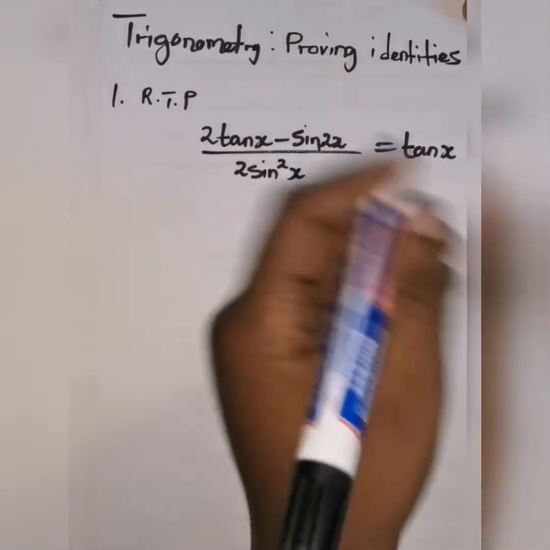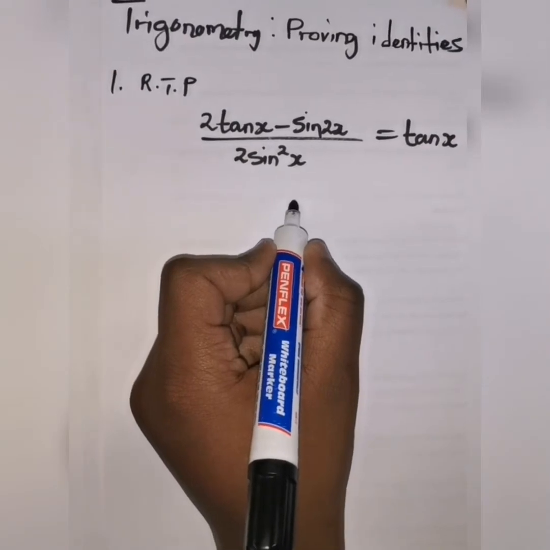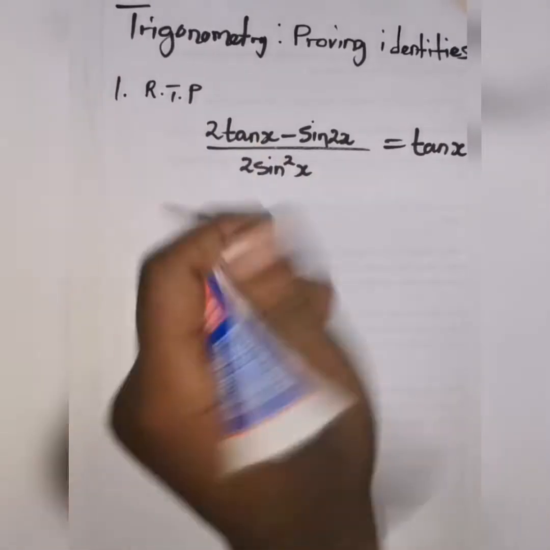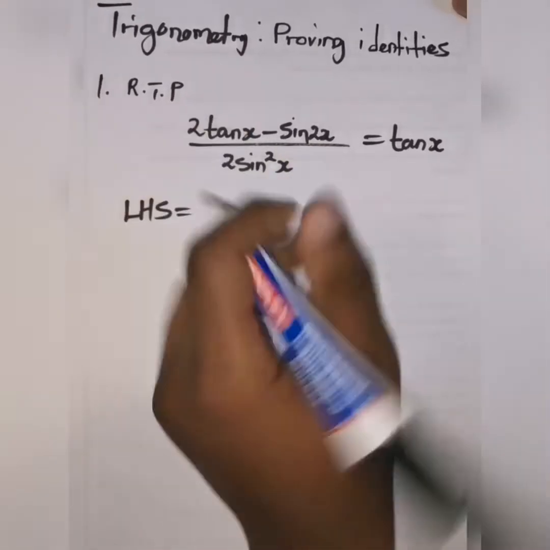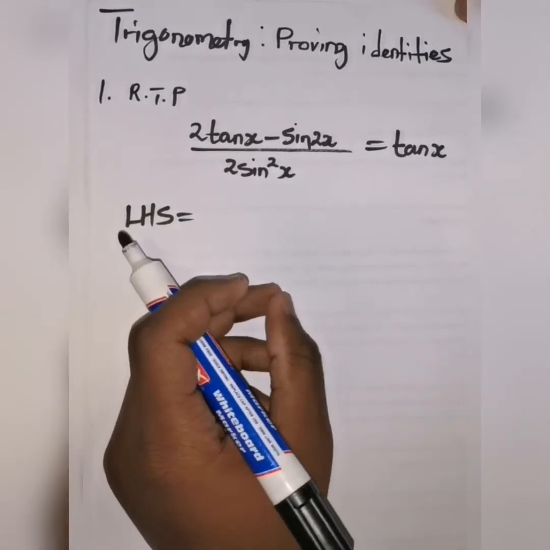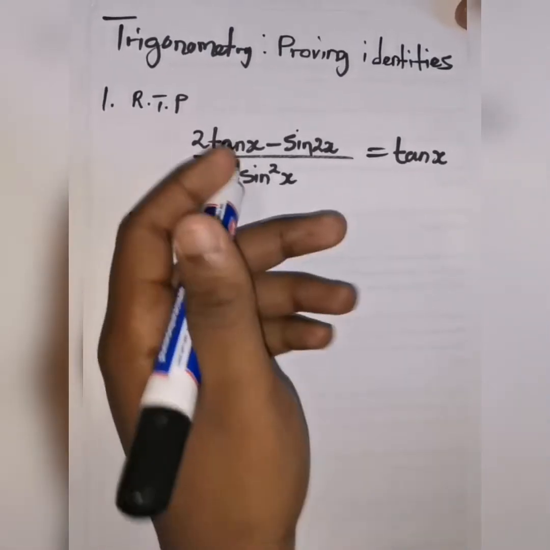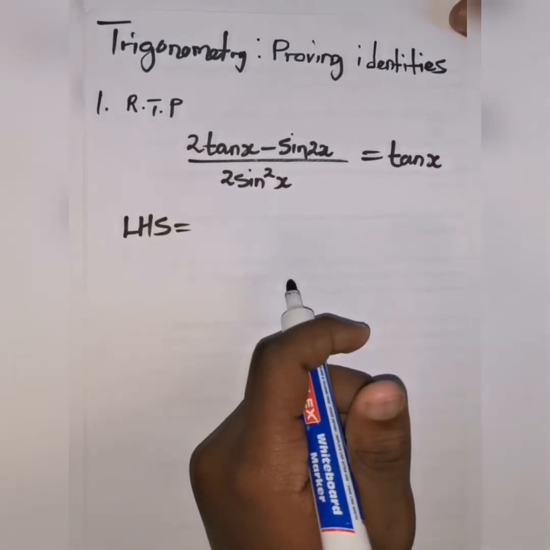The trick about proving these kinds of questions is that we start off with the left hand side. We need to make sure that the terms on the left hand side are actually the same. Then we can simplify it until it gives us the right hand side, which is tan x.